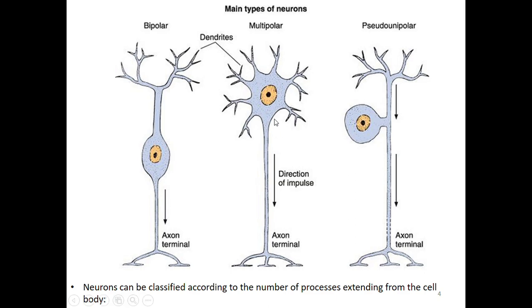The other one is multipolar neurons, which have one axon and two or more dendrites. The most common neuron type in the body is the multipolar neuron. And the other one is pseudo-unipolar or unipolar neurons, which have a single process that bifurcates close to the perikaryon, with the larger branch extending to the peripheral ending and the other towards the central nervous system. Dorsal root ganglia and most sensory ganglia of the cranial nerves contain pseudo-unipolar neurons.